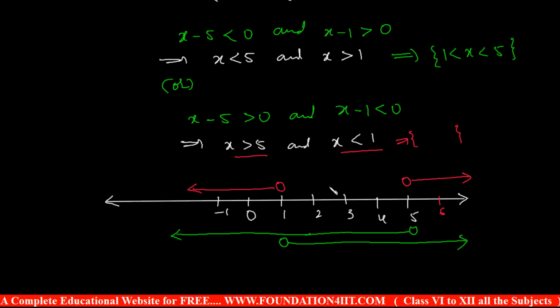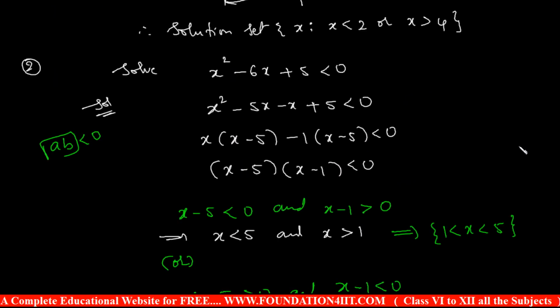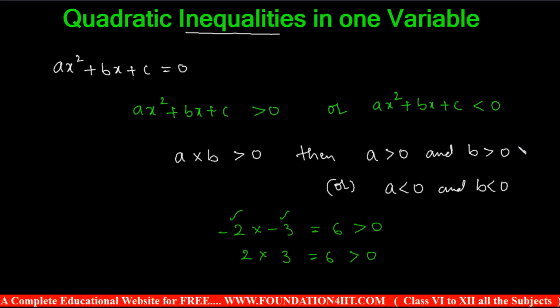So overall, the solution set we can write directly: x such that 1 less than x less than 5. The second case is empty because from 5 it is this side and from 1 it is this side, there is no common. For this only, this is the common area. So in this way we can identify directly. Just if we draw a rough number line, we'll have a clear idea on this. Right. So these are the quadratic inequalities in one variable.